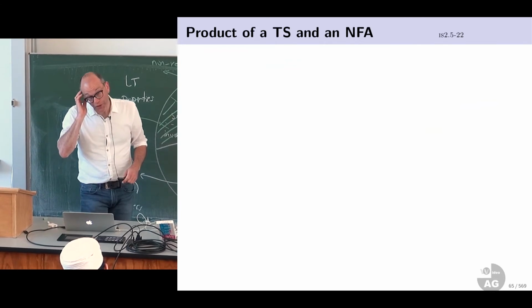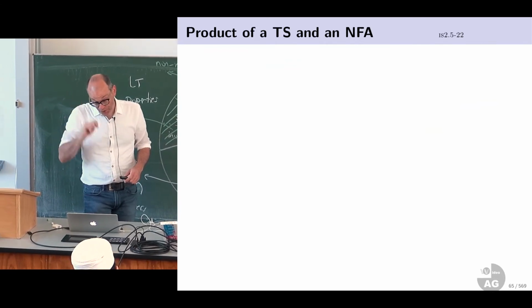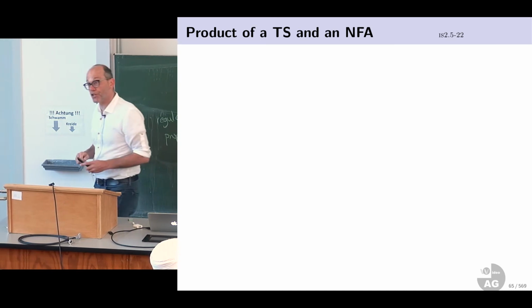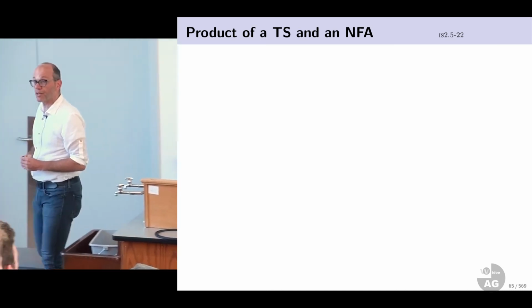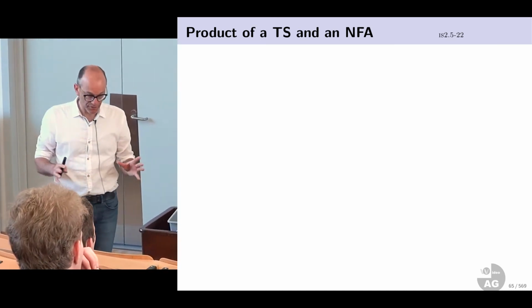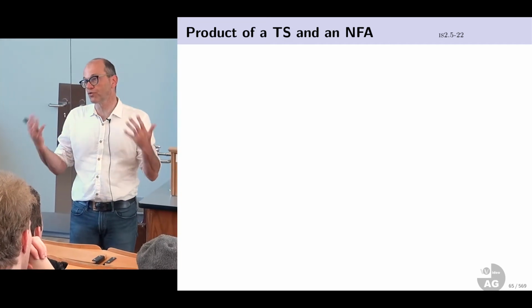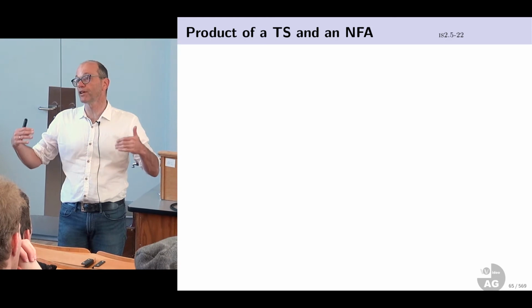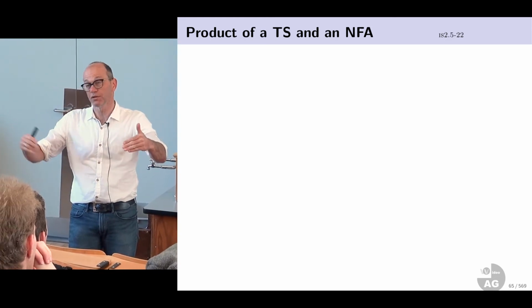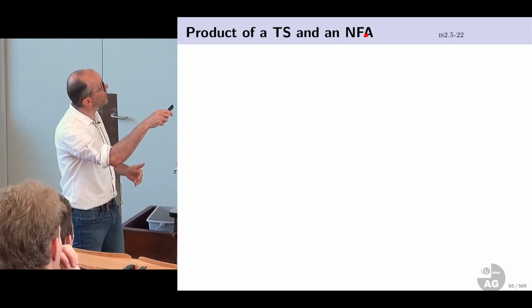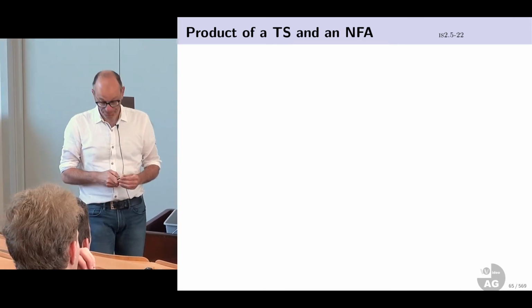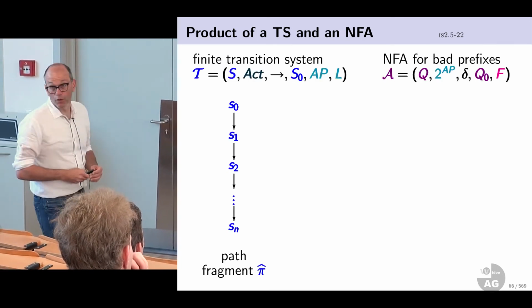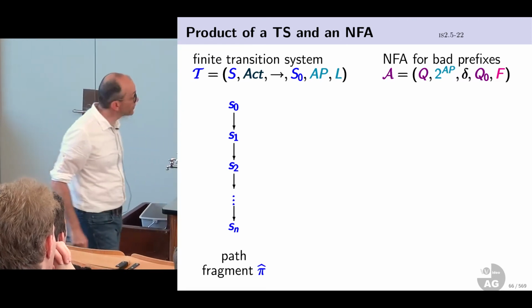So the first thing I'm going to introduce is this synchronous product, the product of a transition system and a non-deterministic finite state machine. The intuition is that we would like to construct a transition system that exhibits all behaviors that are basically possible by both components, by TS and by the non-deterministic finite state machine. So the idea is the following, and this is the intuition, and then we get to the formal definition.